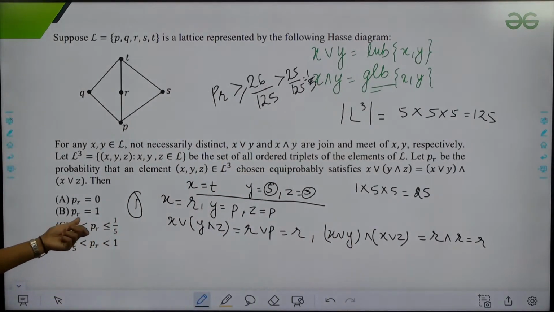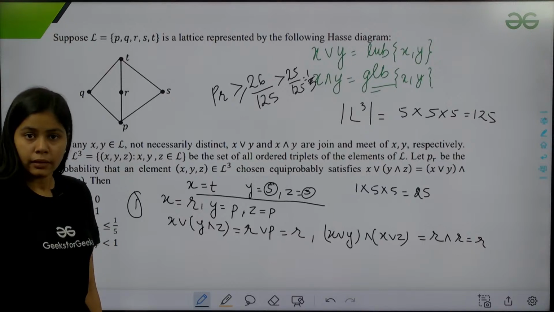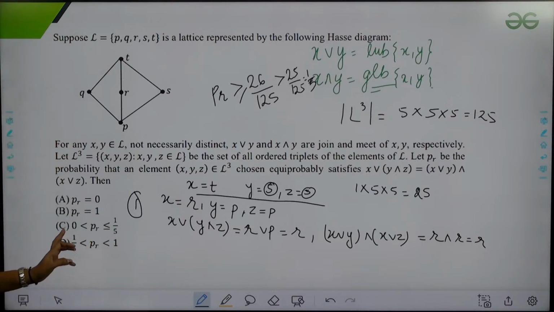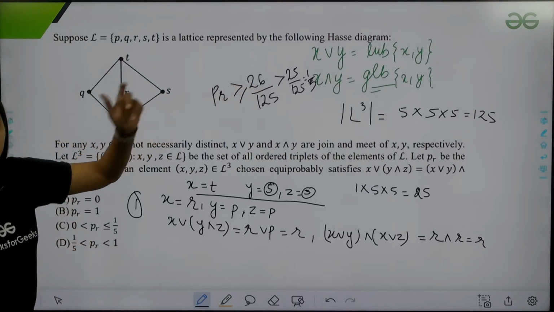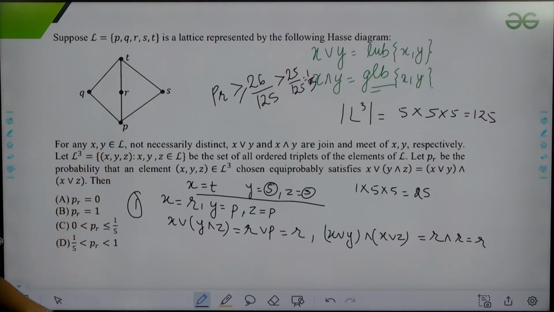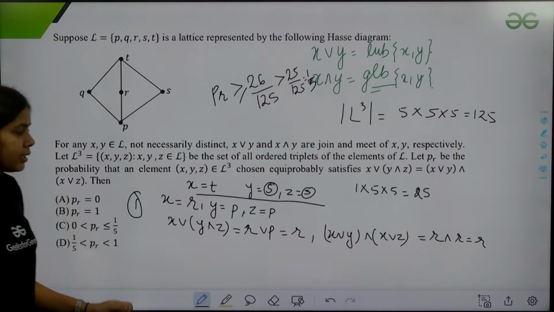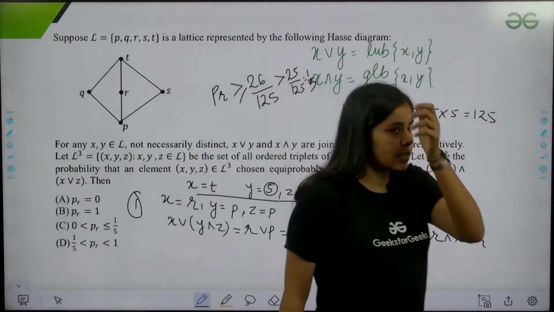I just have to check this probability is not equal to 1. If the probability equals 1, I know that it is greater than 1 by 5, but I don't know that it is equal to 1 because it says that it is strictly less than 1. So both options cannot be true at the same time. So let's see some example.